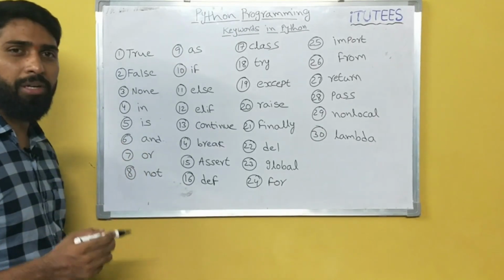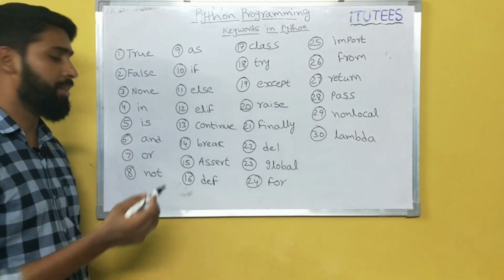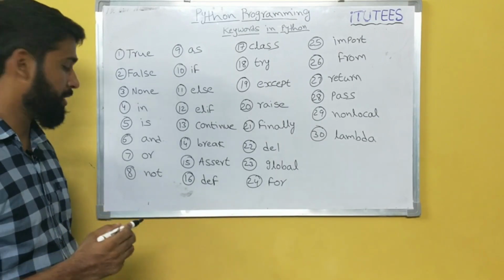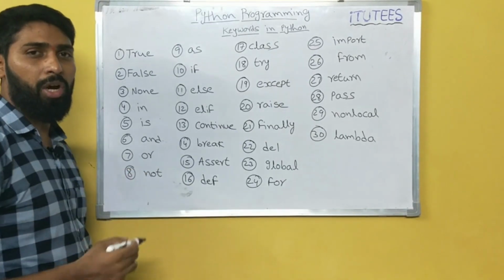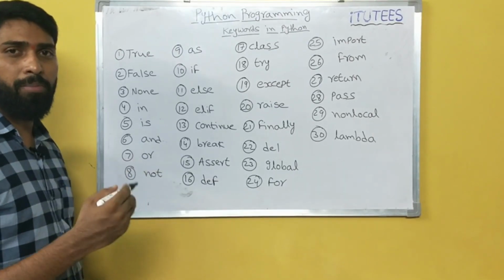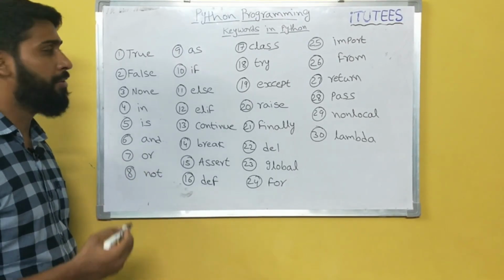Next, the and operator. This is used to combine statements. or is also used to combine statements. Next one, the not operator. It's the inverse of the value. For example, not True becomes False.